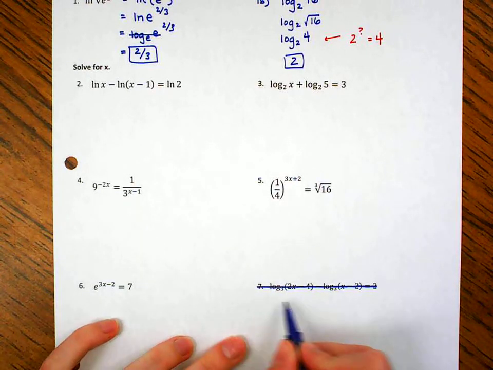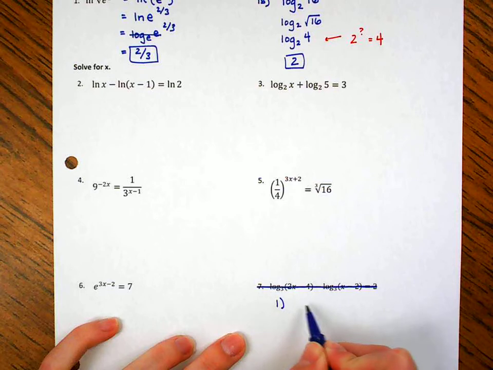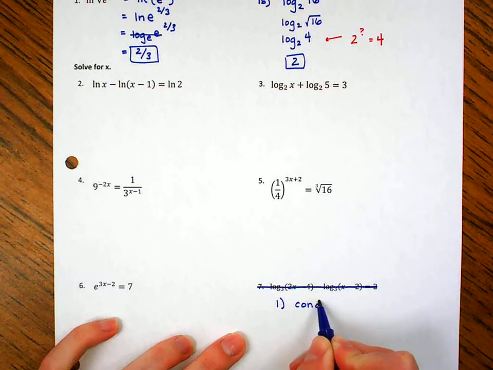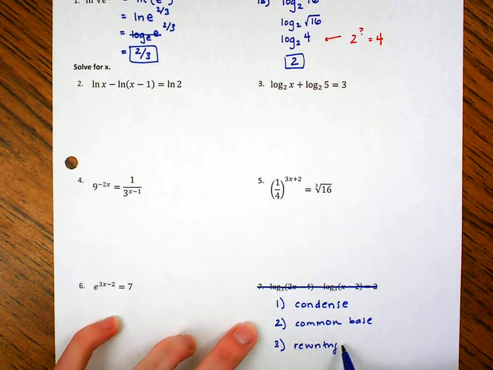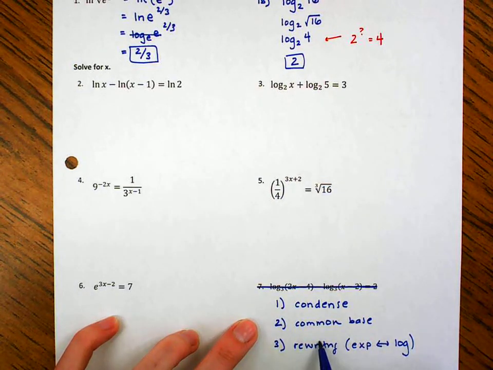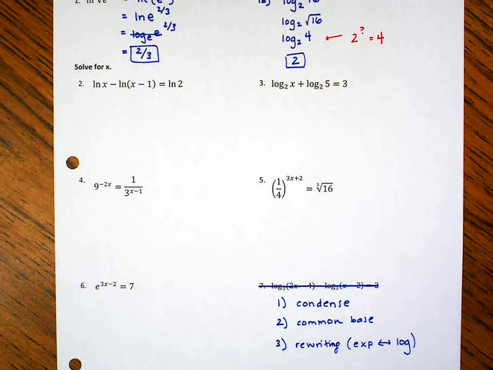So again, these are the 3 big things that we did. We'll use this space right here. These are going to be our 3 tricks: condensing, finding a common base, and rewriting. So for instance, if we have an exponential, we'll turn it into a log, or vice versa. Now I spelled that really special. Rewriting, we'll pretend that's an N.